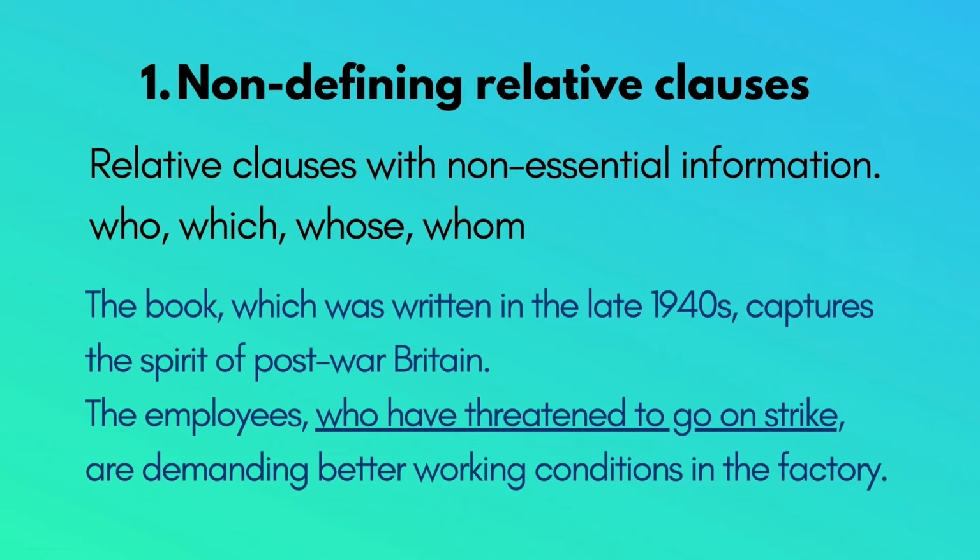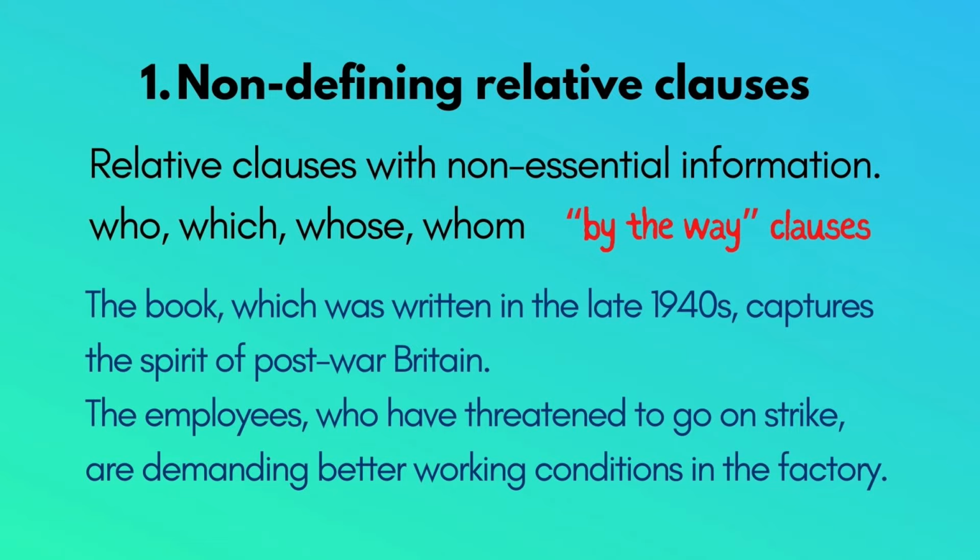Now, I like to call these non-defining relative clauses by the way clauses. Because they're extra information, we could say, for example, the book, oh, by the way, which was written in the late 1940s, captures the spirit of post-war Britain. Or the employees, oh, by the way, who have threatened to go on strike, are demanding better working conditions. Now, of course, you wouldn't say that or write that in the text, but that's kind of the idea, right? It's the extra information. Because you could delete those clauses and the sentences would still make sense. They would have the same meaning, just with less information.